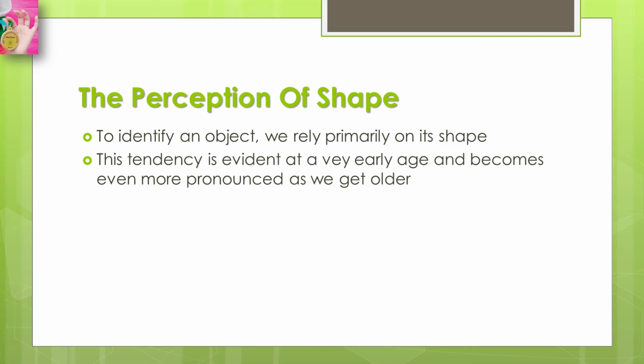When you look around your world, you don't see random edges, curves, colors, or splotches of light and dark. Rather, you see countless distinct objects against a variety of backgrounds. Although to some degree we rely on size, color, and texture to determine what an object might be, we rely primarily on an object's shape to identify what it actually is. This tendency is evident at a very early age and becomes even more pronounced as we get older.